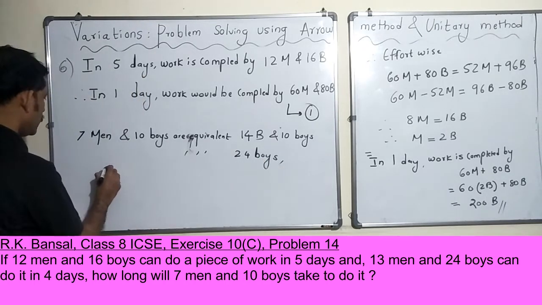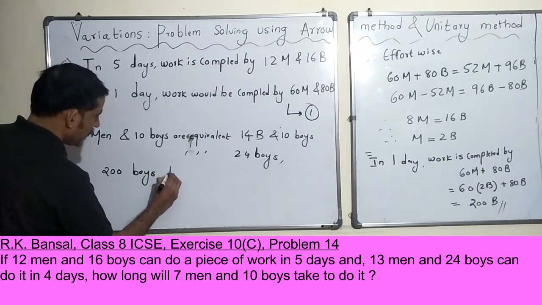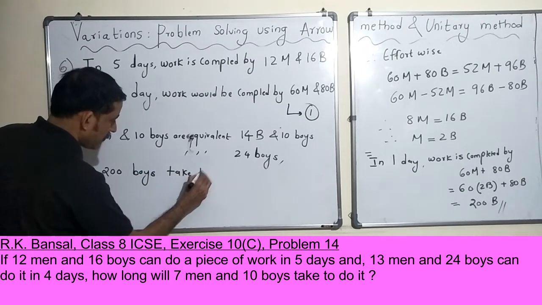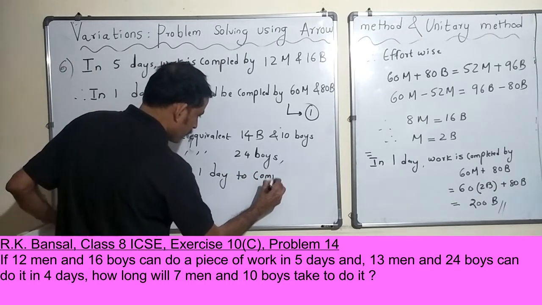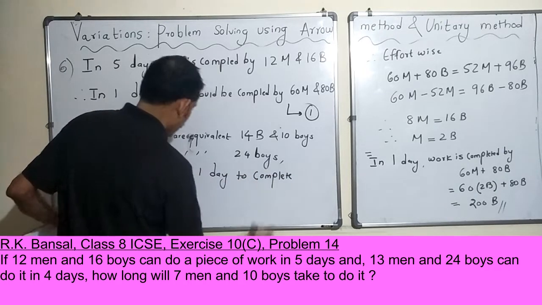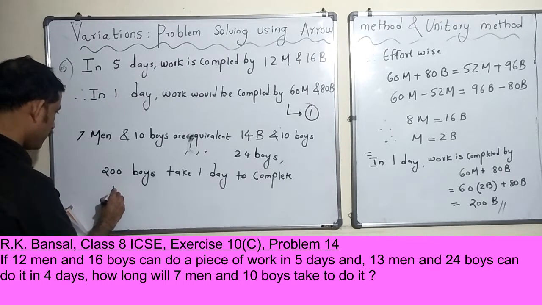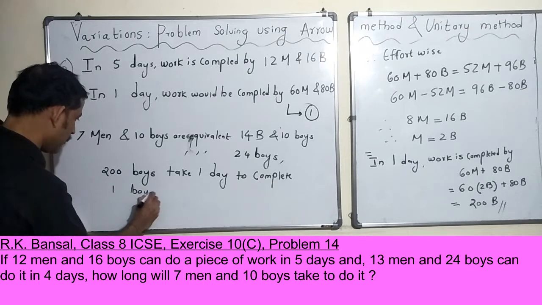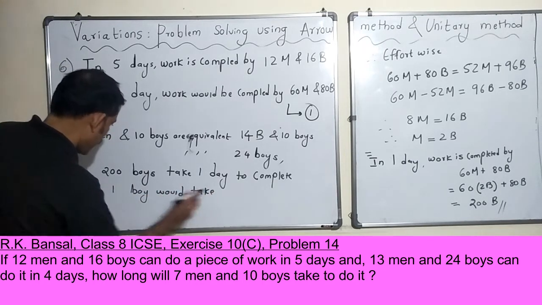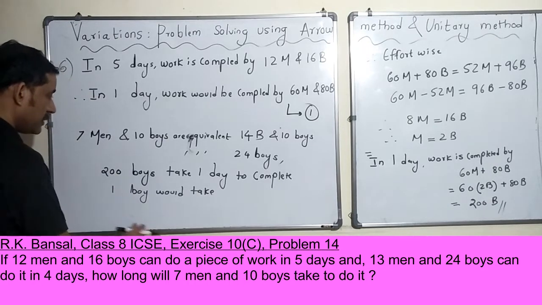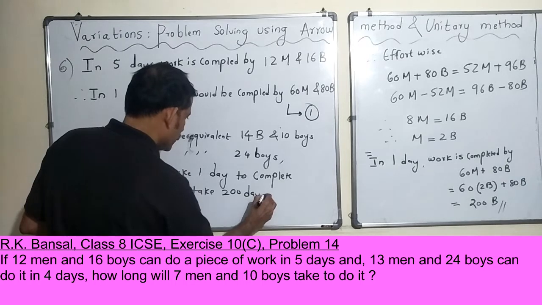So 200 boys take 1 day to complete the work. So one boy would take, I divided this by 200, right? So one boy will take 200 days. I have to multiply. It's an inverse variation case. 200 days to complete.